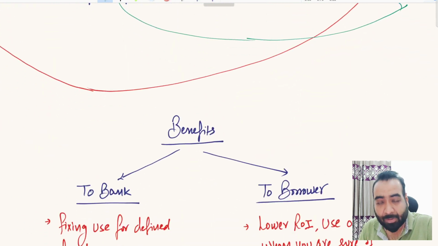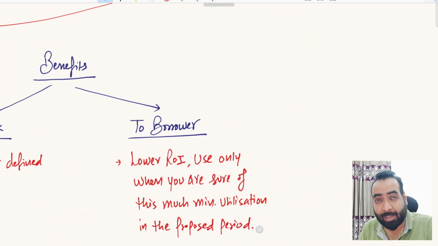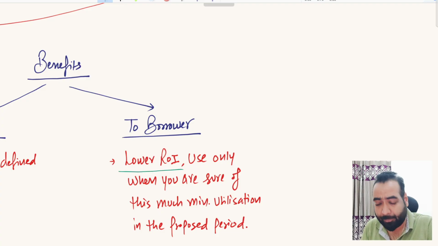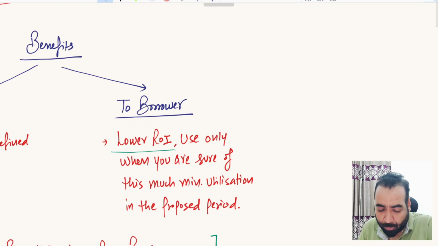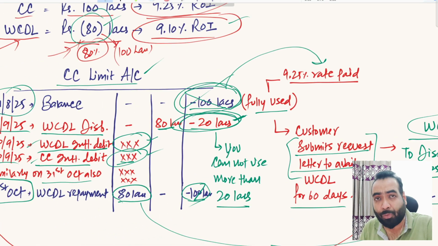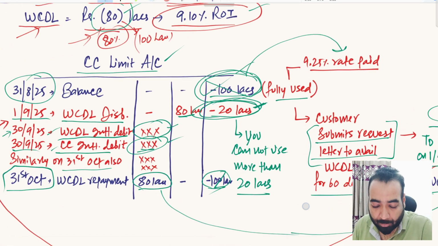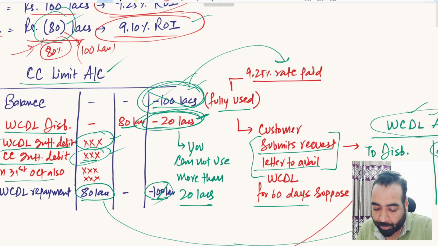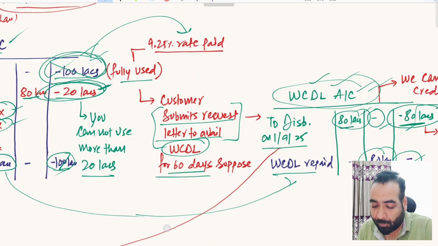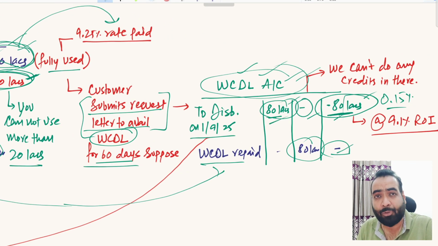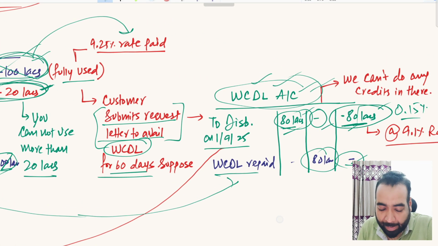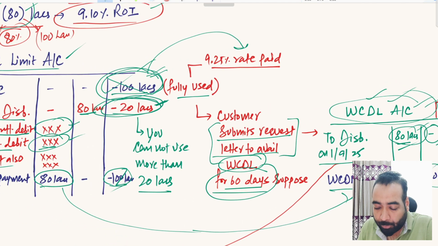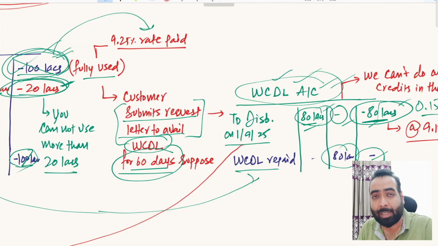So now what are the benefits of WCDL? Let us understand from the borrower point of view. First of all, you are saving rate of interest like we have understood in the example, right? So practically speaking, when should you use WCDL as a borrower? Suppose you have used a limit of rupees 100 lakhs. Now you have submitted the request of WCDL for a 60 days period of 80 lakh rupees, right? So friends, you must be sure that for the next 60 days, you would not have used the CC limit below 80 lakh rupees.